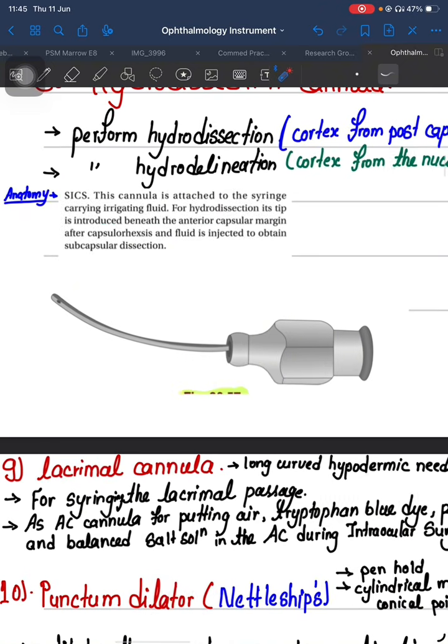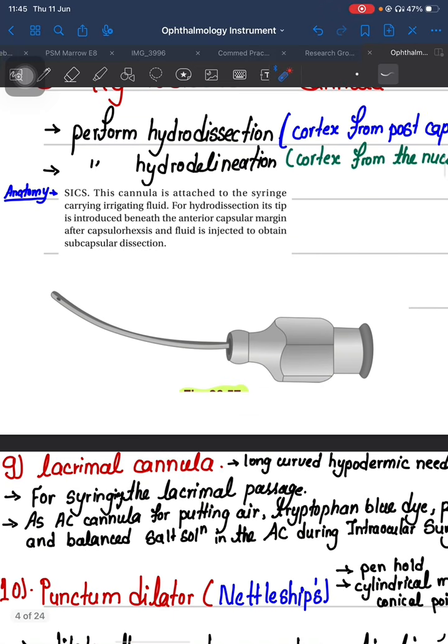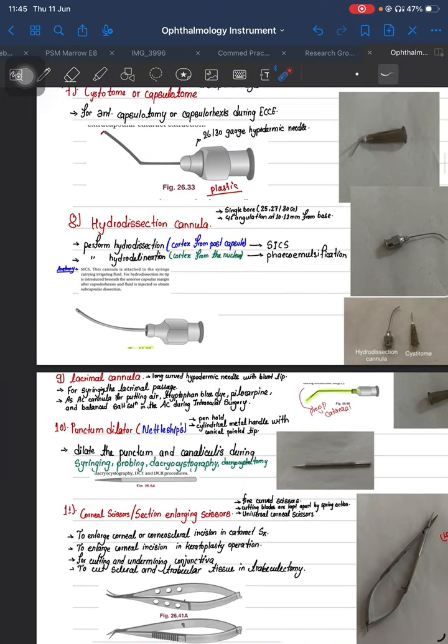Then let's discuss a few points about the procedure. Here, the cannula is first attached to the syringe, which carries the irrigating fluid. For the hydrodissection, the tip is introduced beneath the anterior capsular margin. After capsulorhexis, the tip is introduced under the anterior capsular margin, and then the fluid is injected, which causes the subcapsular separation, and then the hydrodissection is performed.